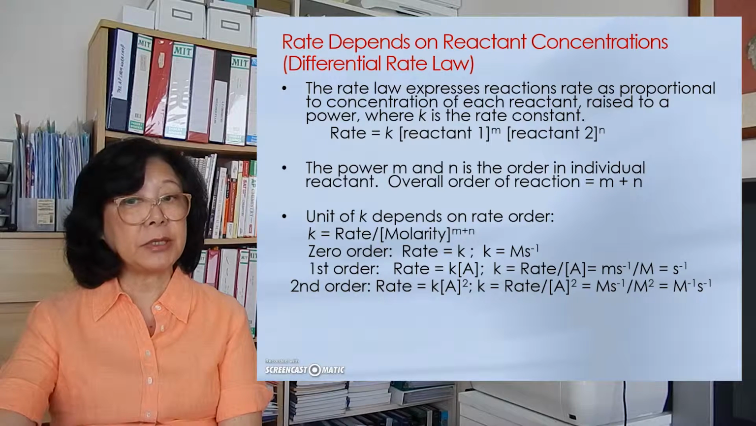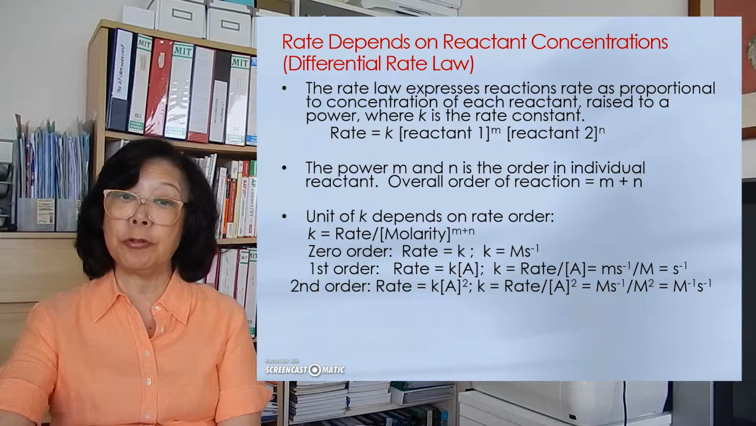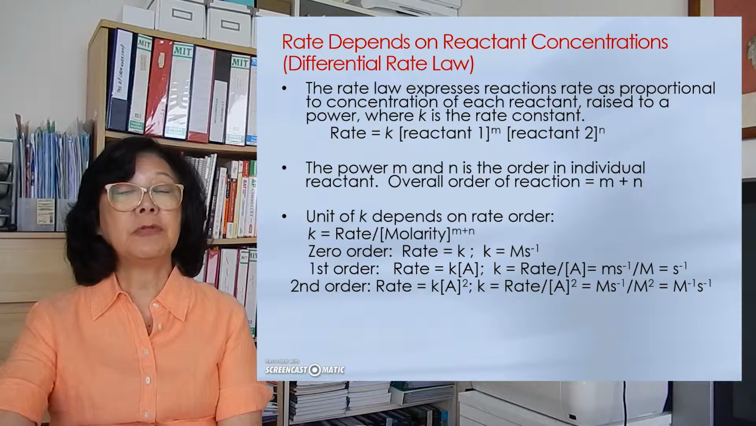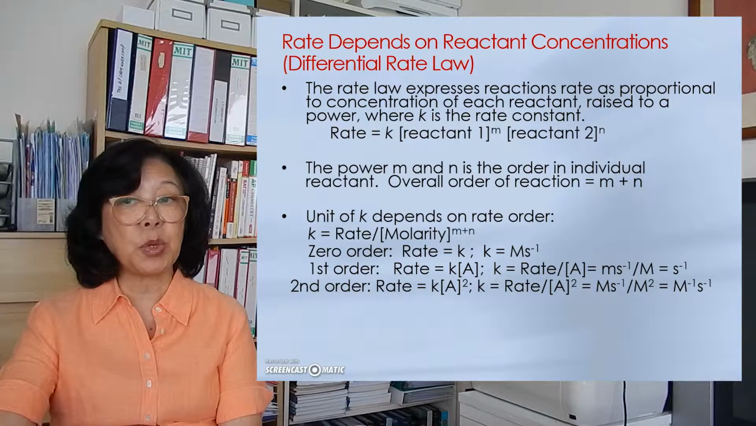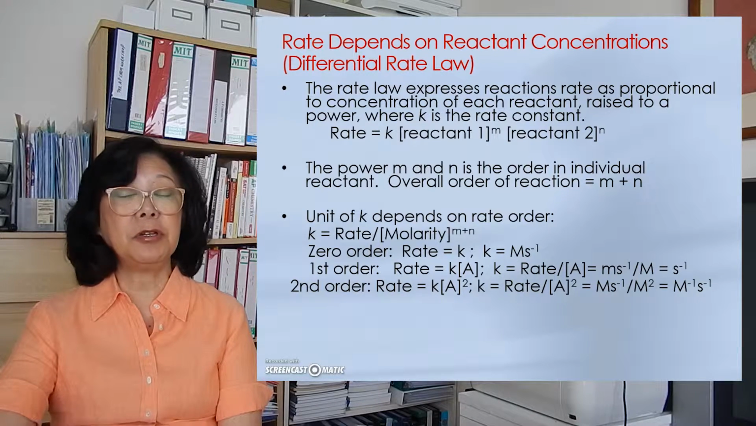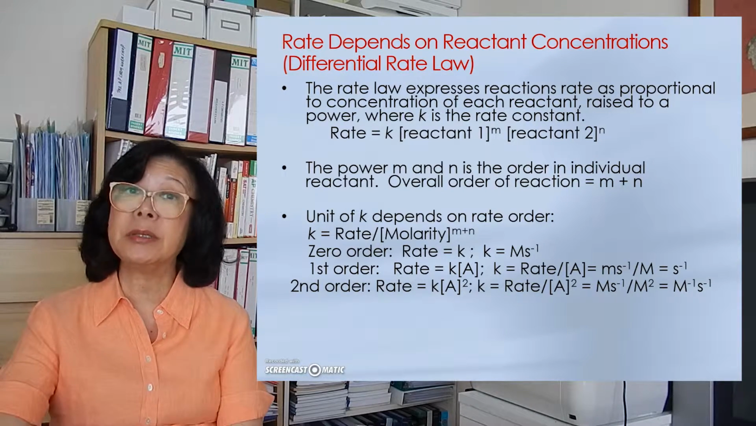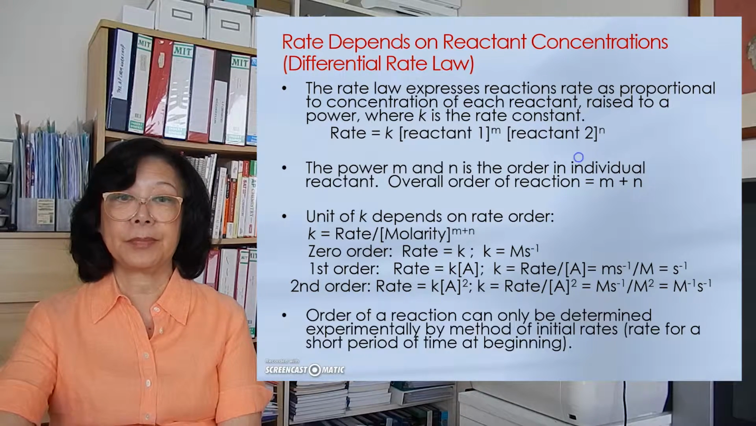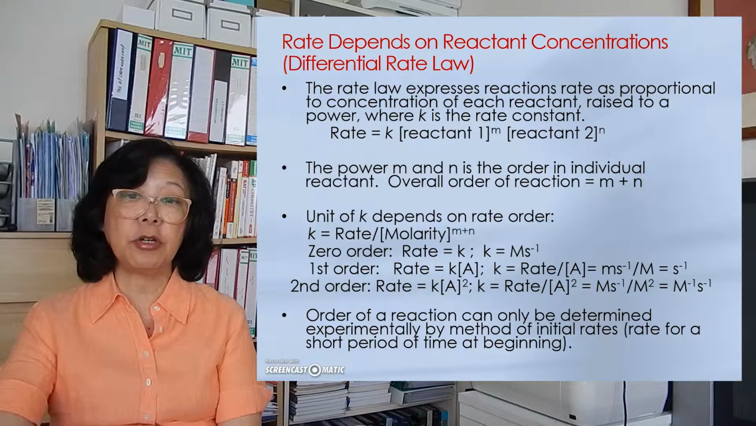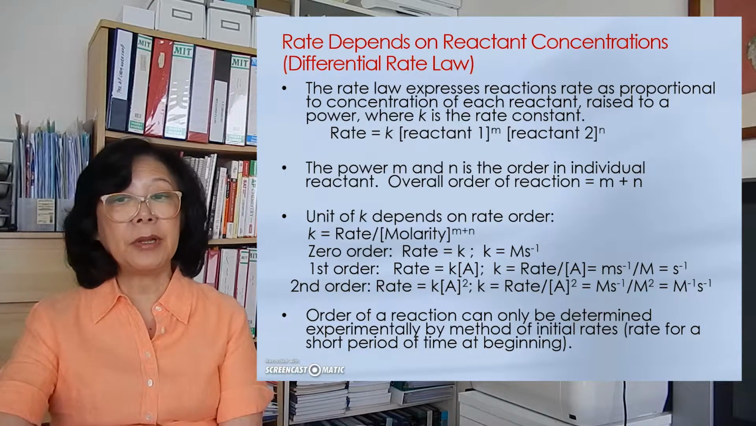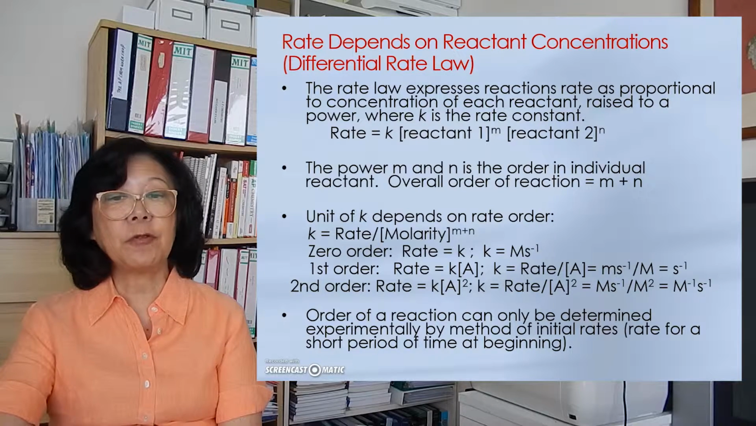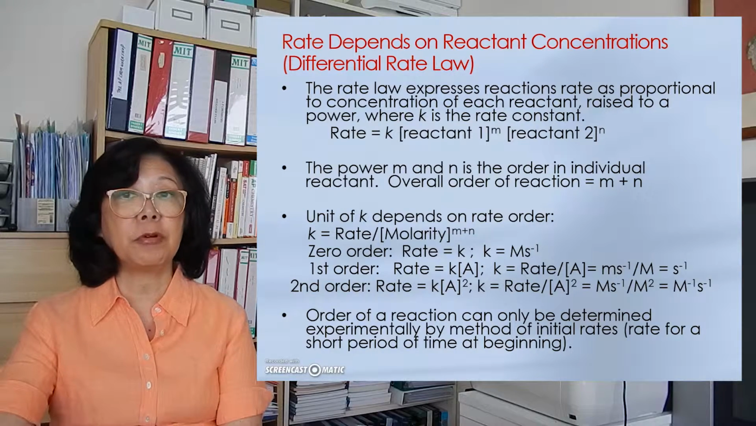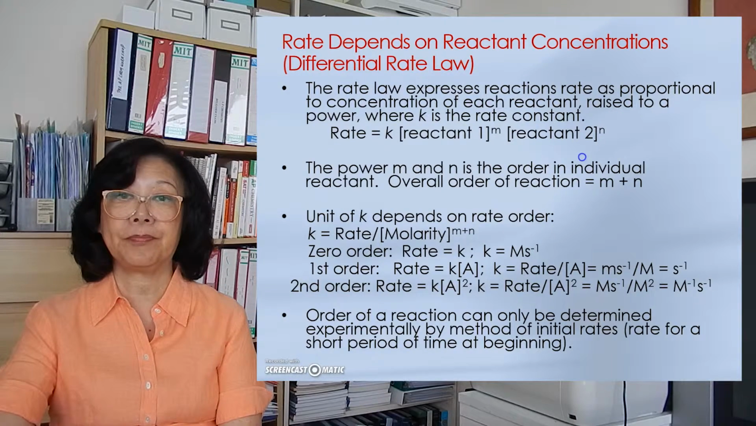Second order reaction, rate is equal to k times A raised to the power 2. So k is equal to rate divided by A raised to the power 2, which ends up to be molarity to the minus 1, second to the minus 1. Now when you do this, please don't try to memorize it, but try to deduce it in terms of the order of the reaction. Order of reaction can only be determined experimentally by the method of initial rates, the rate for a short period of time at the beginning, and it cannot be related to the stoichiometric mole ratio in a balanced reaction.